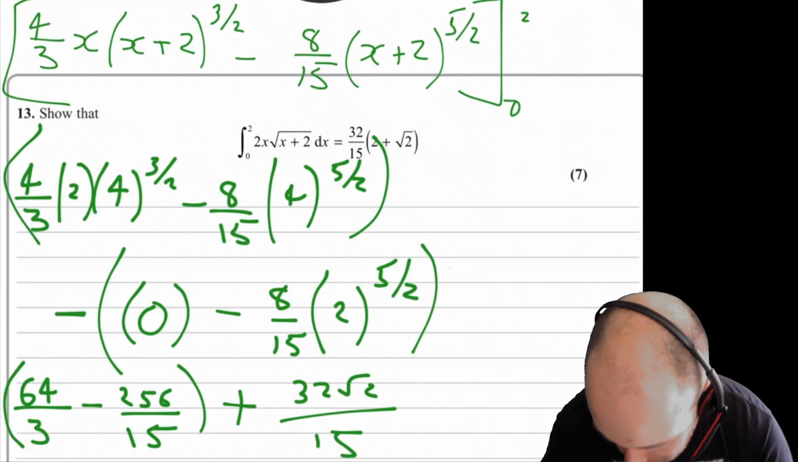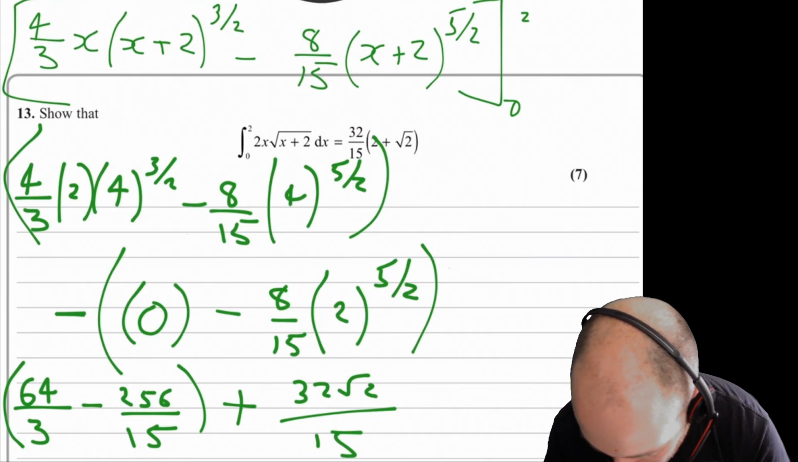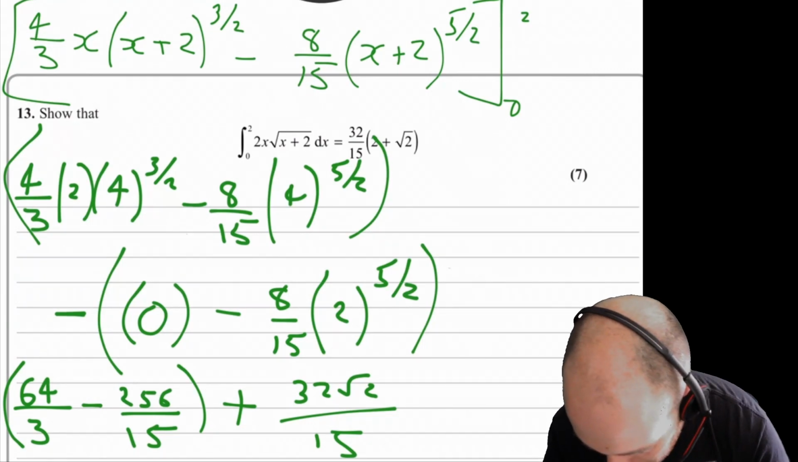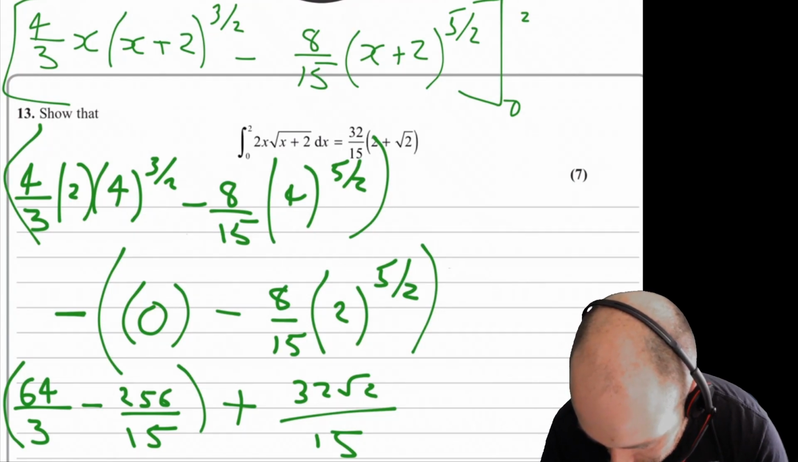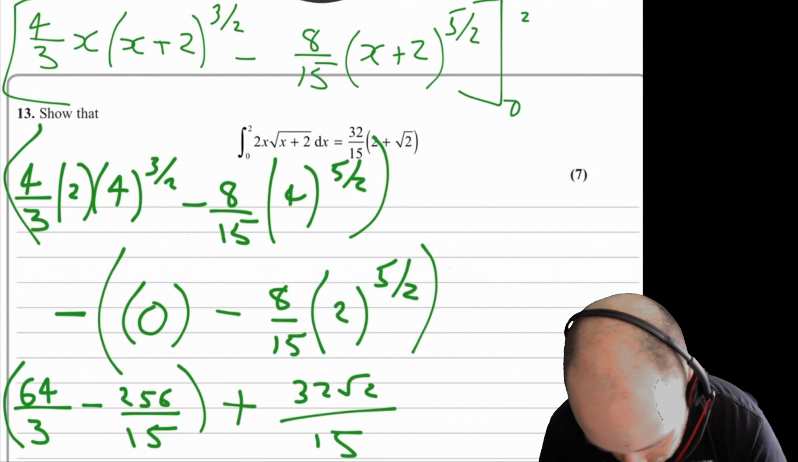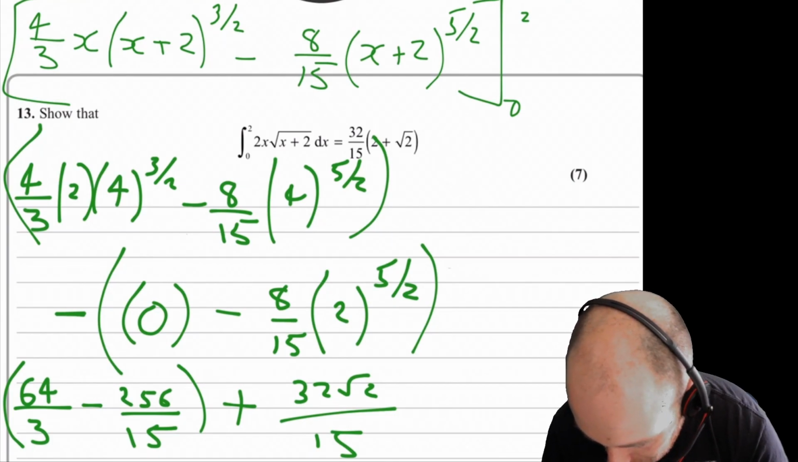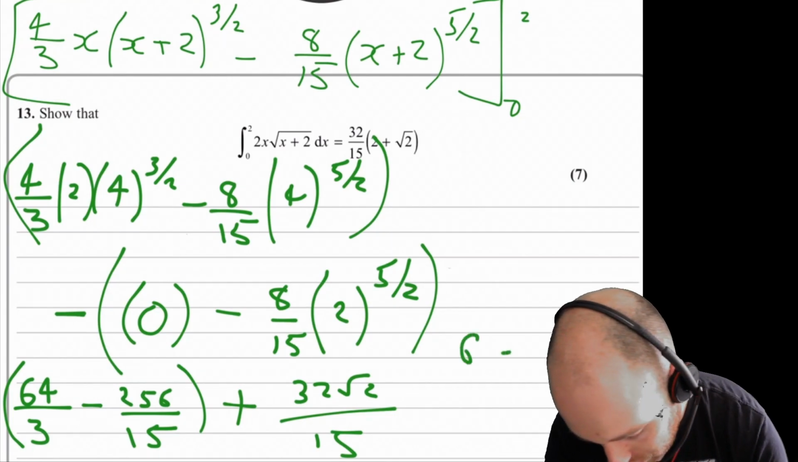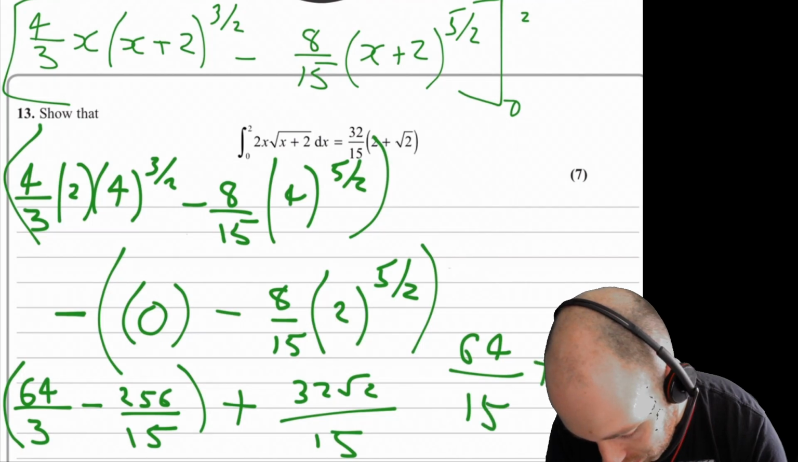Cool. The first bracket, 64 over 3. Take 256 over 15 gives me, did it wrong, 64 over 3. Take 256 over 15 gives me 64 over 15. So 64 over 15 plus 32 root 2 over 15.